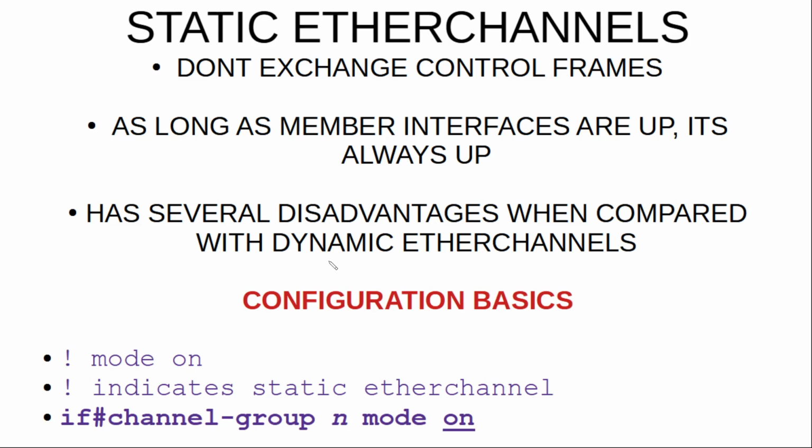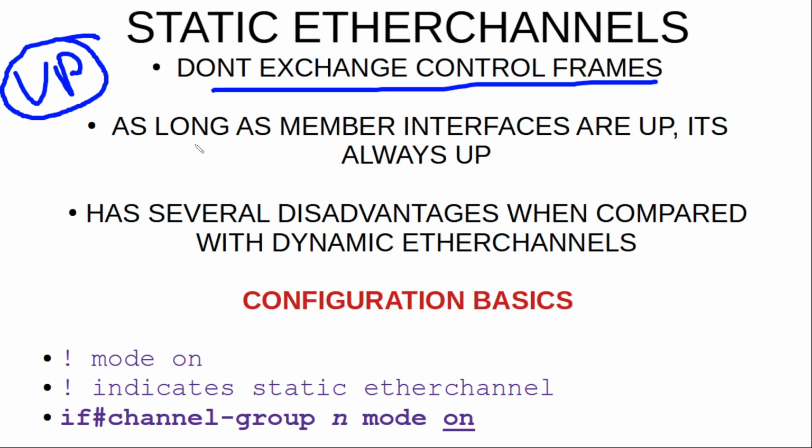Now, let's talk about static EtherChannels. This is a way to build EtherChannels. When you create a static EtherChannel, the port channel tries to go into up mode always. Regardless of whatever happens in the network, your port channels want to go up. That is how static EtherChannels work. They don't negotiate anything with the other side. They just want to go up on each side. So static EtherChannels don't exchange control frames. As long as a member interface is up, the port channel is up.